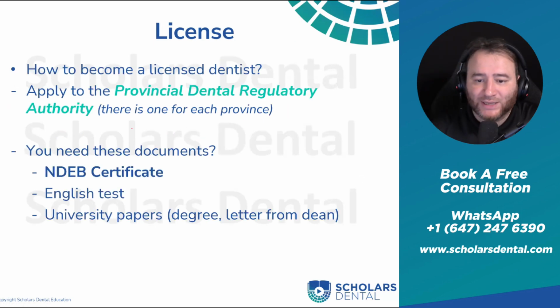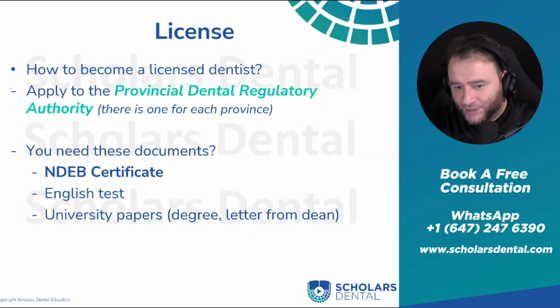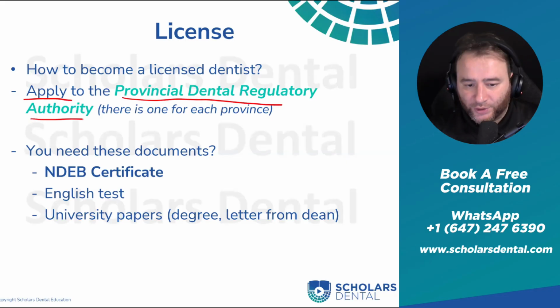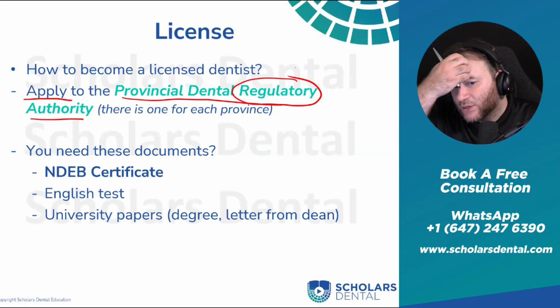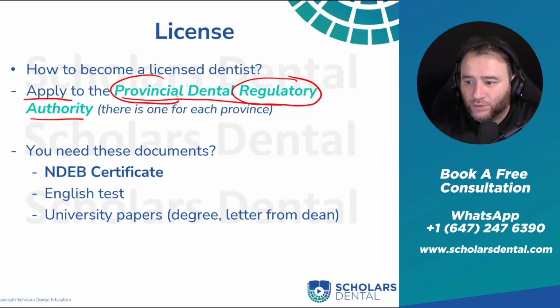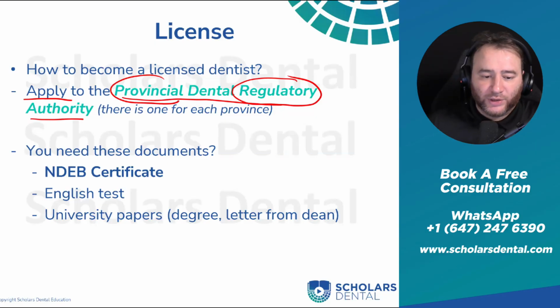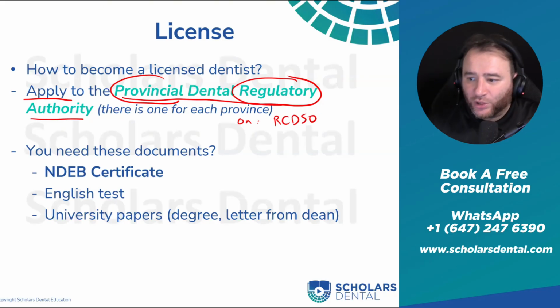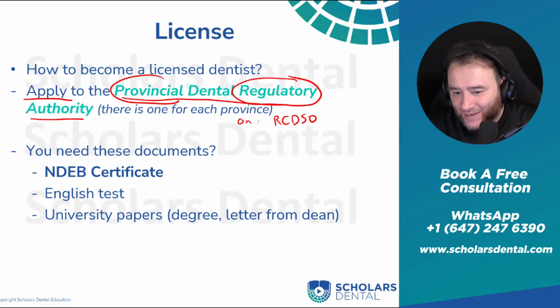Let's talk about how to become a licensed dentist in Canada. The step to actually get your license is to apply to the Provincial Dental Regulatory Authority. This is the dental authority that regulates licensed dentists, and there's one in each province. For example, in Ontario it's called the RCDSO. In another province it'll be different letters, but it all comes down to College of Dental Surgeons and the province name. That's the final step, that's who gives you the license.